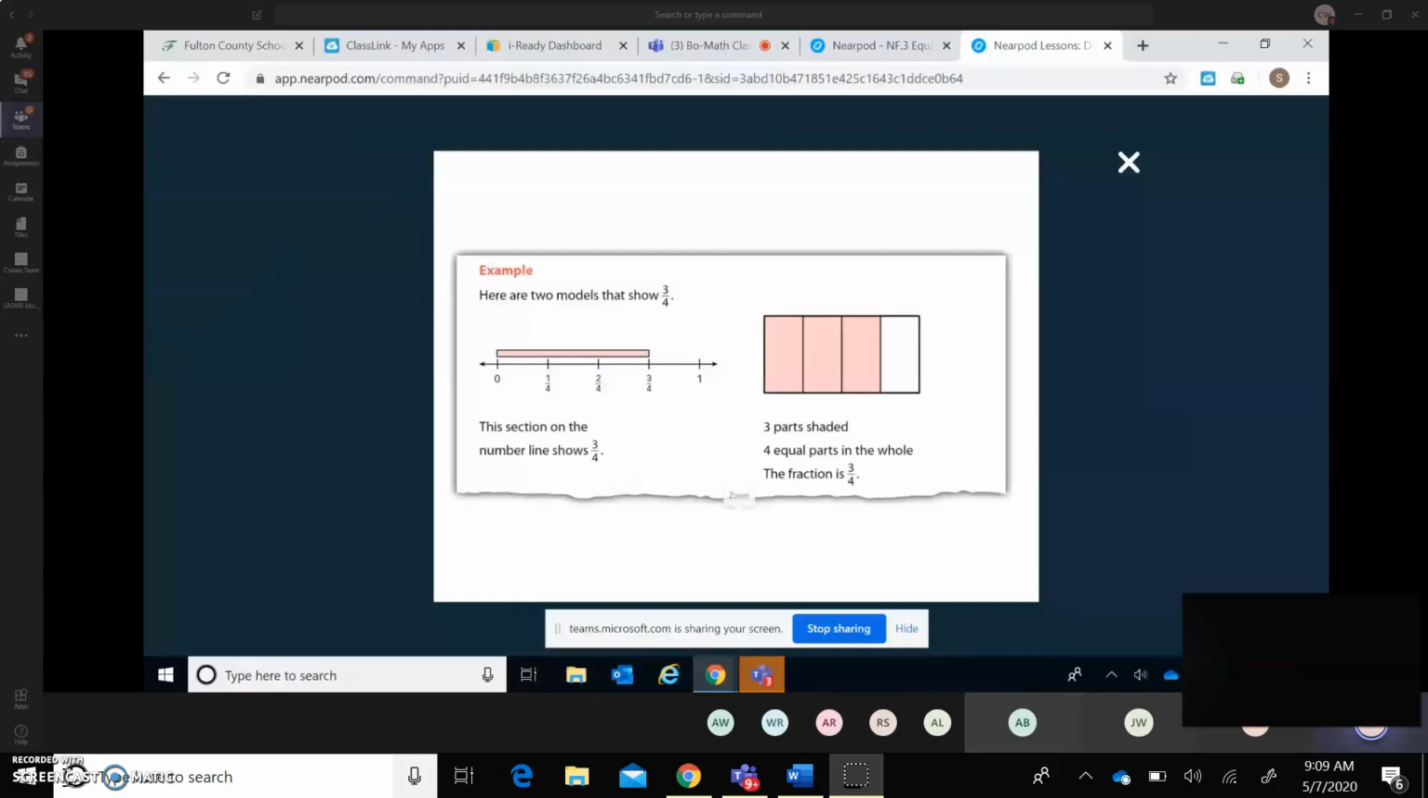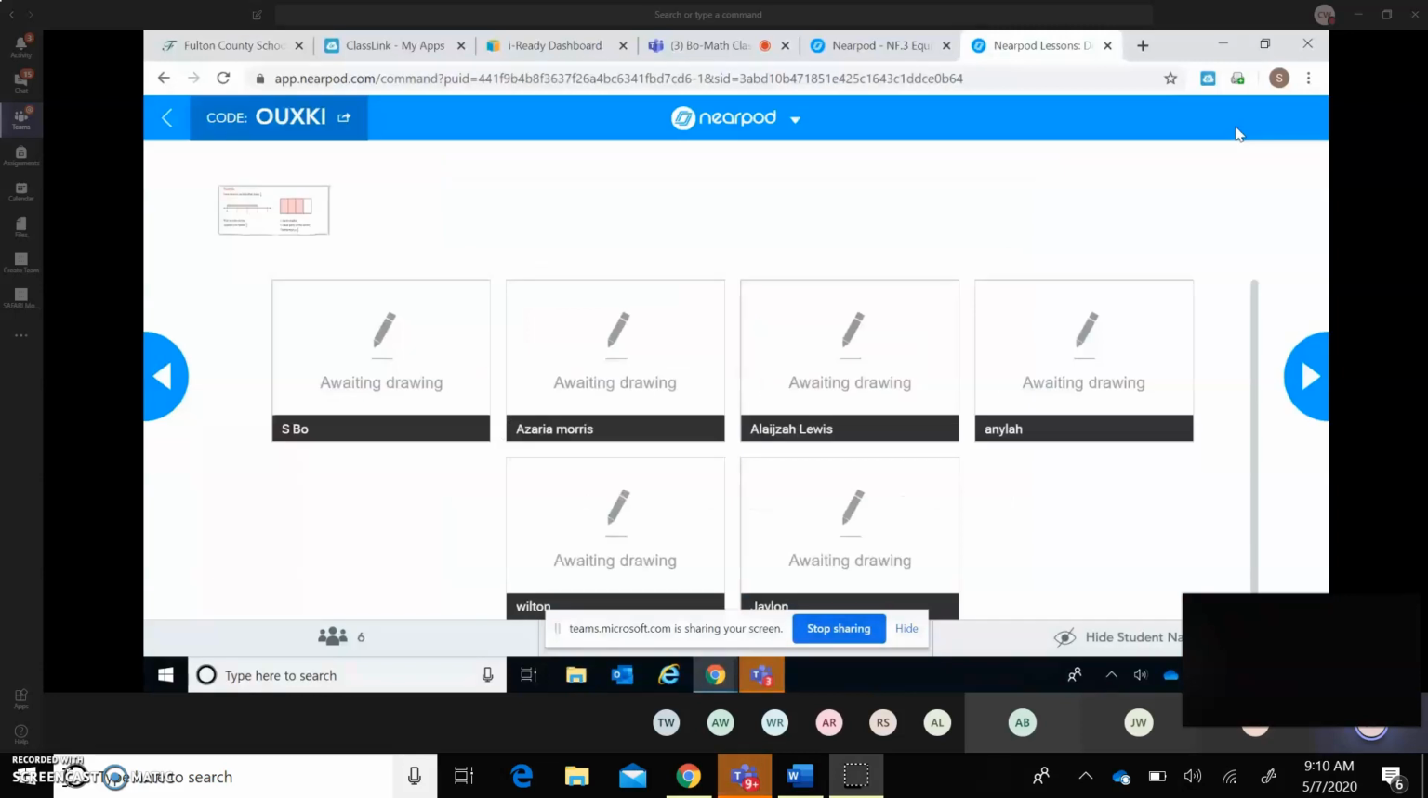If you look to the right here, same thing, partitioned into 4 parts. 3 parts are shaded, 4 equal parts in the whole thing. The fraction is 3/4. So that's how we see fractions that are equivalent. If you want to take a minute and write what you see, what you notice, one sentence, one line, you can write it real quick, and you can come back to it.